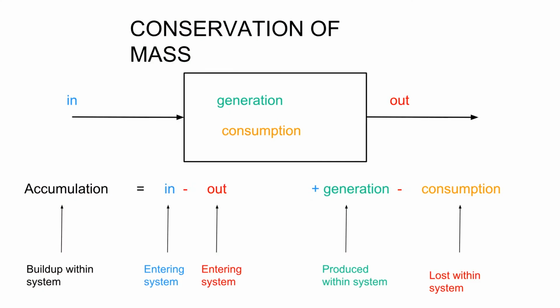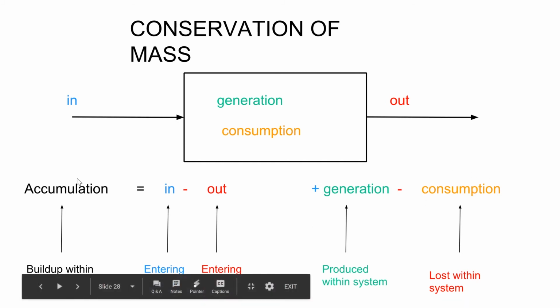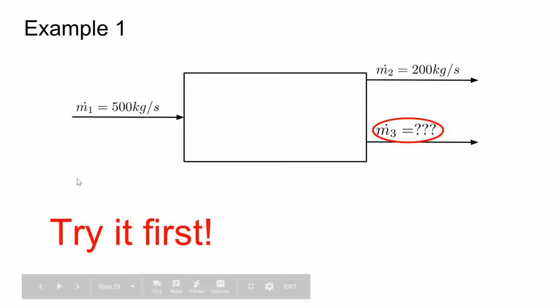So basically, as a recap, we went over the entire when in doubt, accumulation equals in minus out plus generation minus consumption, and this is based on the conservation of mass. So remember, we're adding everything that's coming into the system, subtracting everything that's coming out. This is going to be produced, and this is consumed. And accumulation is the time rate of change. If it's a steady state, then it goes to 0. We did this example. We solved for M3. Remember, it's 500 equals 200 plus M3. So M3 is going to be simply 300.